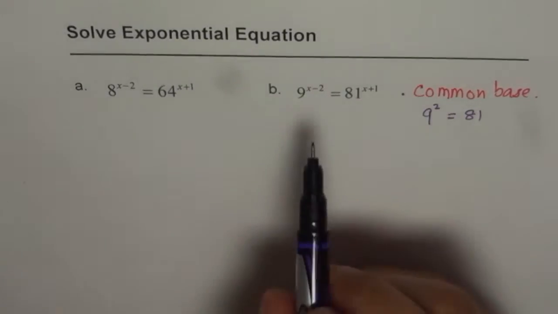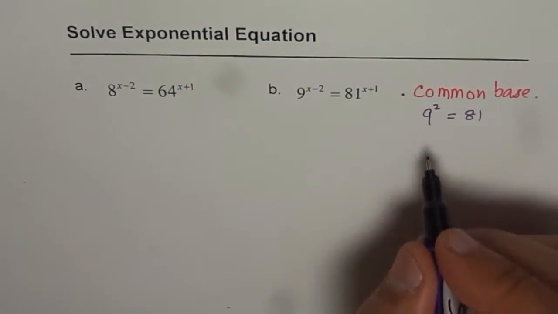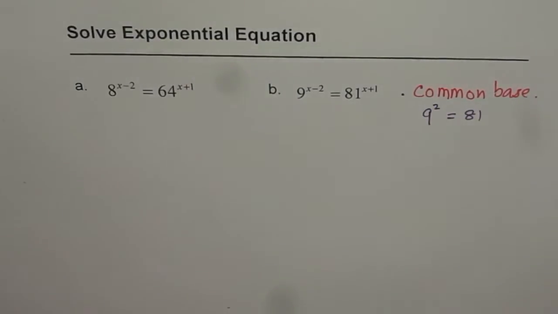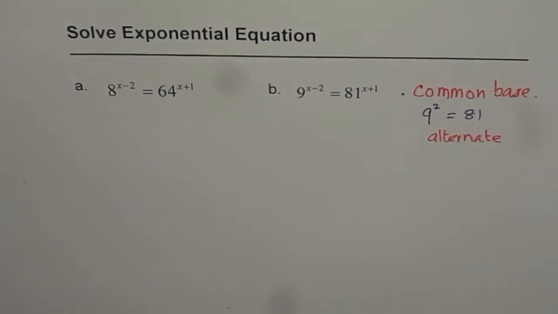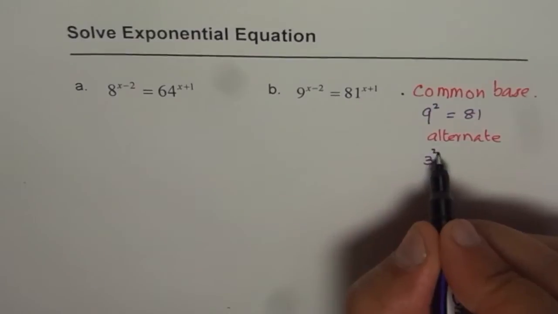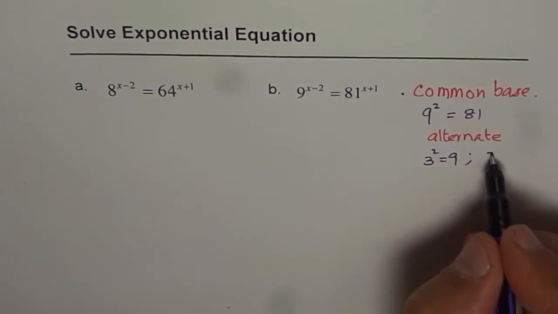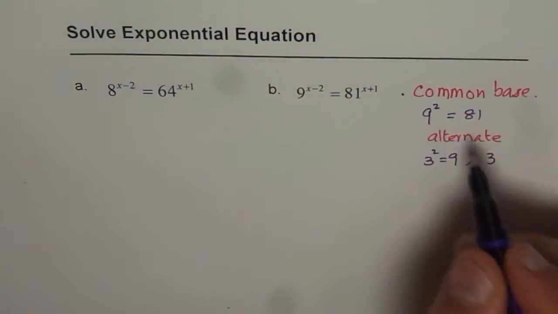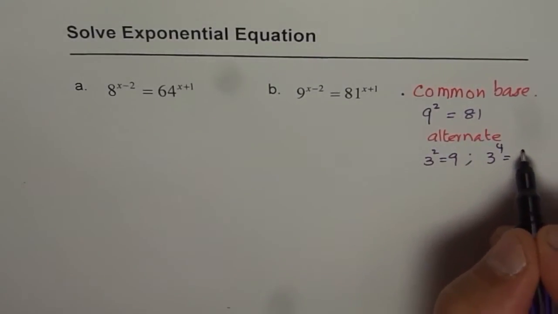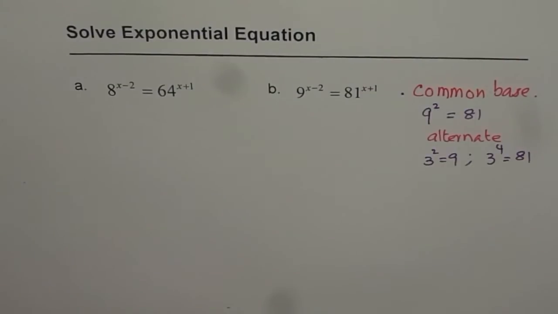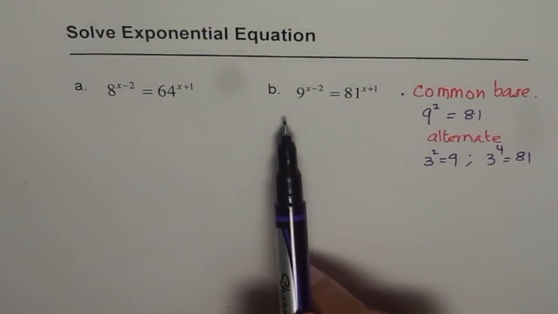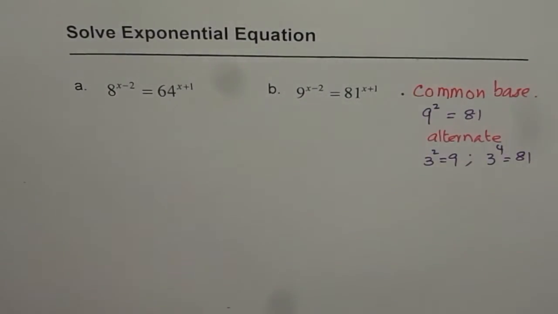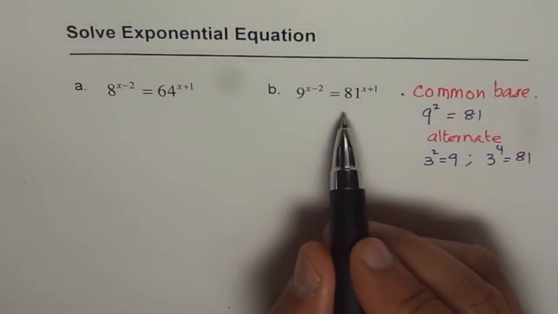The other way could be that we know 3 squared is 9, right? So let me write down the alternate way. We could consider 3 squared as 9, and we also know 3 to the power of 4 is 81, since 9 squared is 81. So that could be done also, right? So we could solve by changing the base to 3 or to 9. But remember, we have to make the common base for both the left side and the right side. So in this question, it's better to go for 9, right?